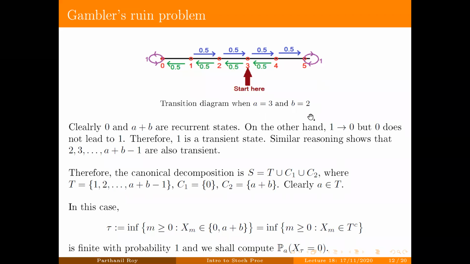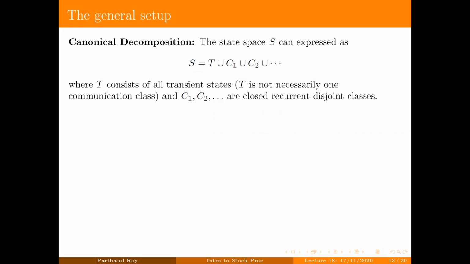So with the example of Gambler's ruin problem in mind, let us try to set up the notation in the general case. In the general case, of course, we will need the canonical decomposition, but the state space is expressed as the union of T and C1, C2, and so on, where T is the set of all transient states. And this is not necessarily one communication class, as was the case in the Gambler's ruin problem. It was just one communication class, but it can be a union of a bunch of transient classes in general. And each Ci is a closed and recurrent class.